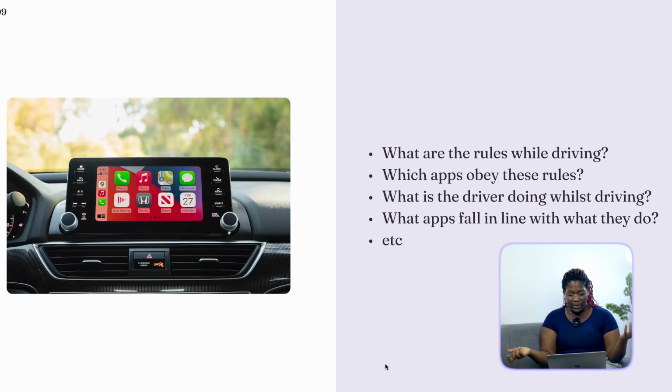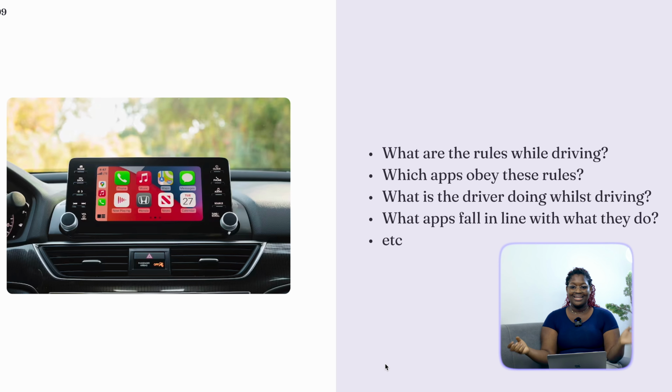What is the driver doing whilst driving? Most likely answering the call, figuring out where they are going. That's why those 3 apps are there. What apps fall in line with what they are doing? Google Maps, of course. So they've just asked themselves what is going on within the context of driving, the driver and driving, and making an application with apps available to the driver in that situation. That is what we call context of use.